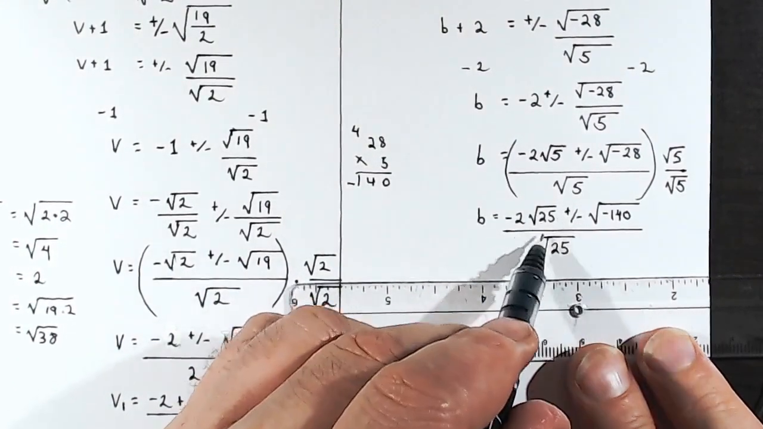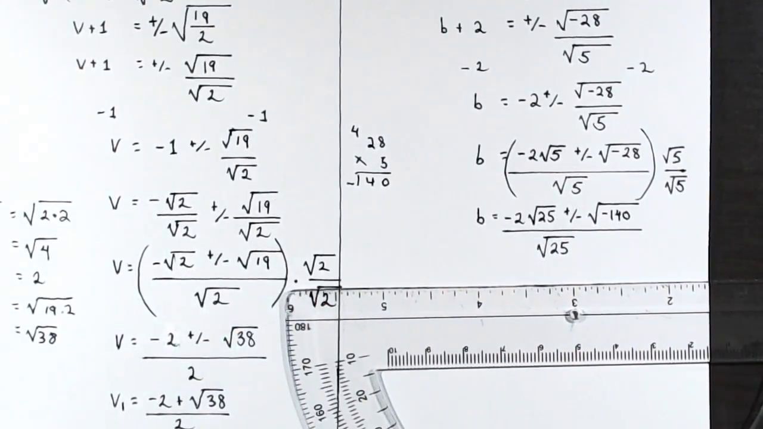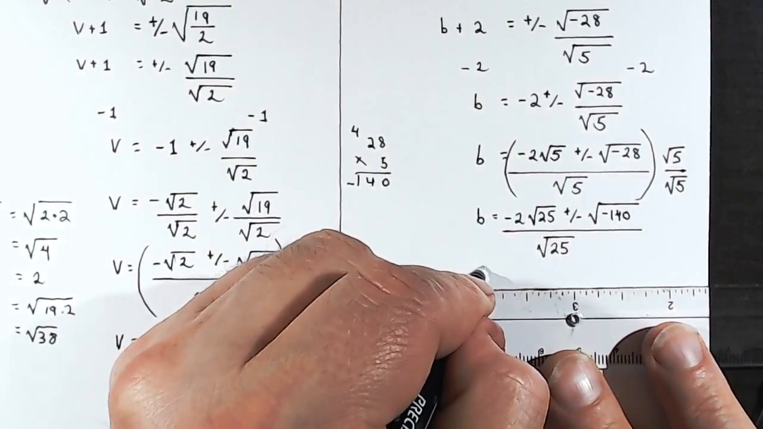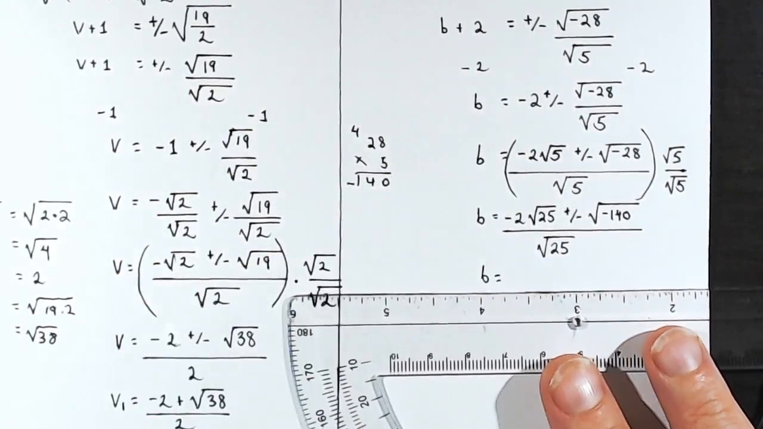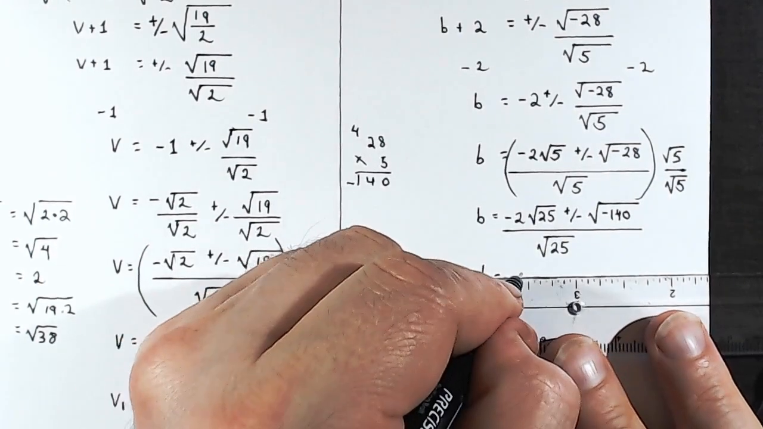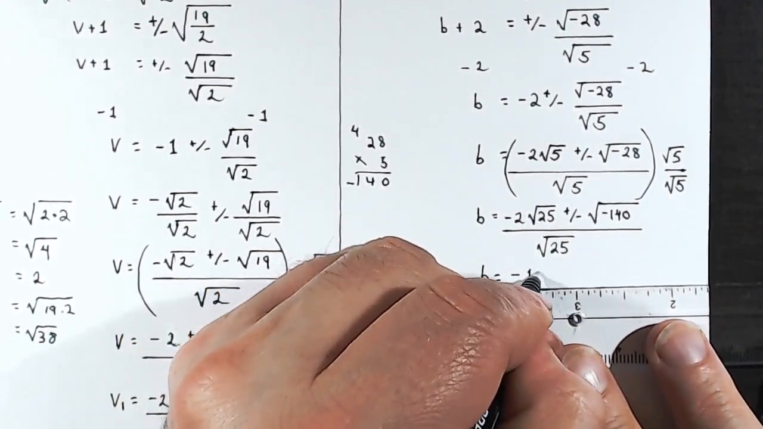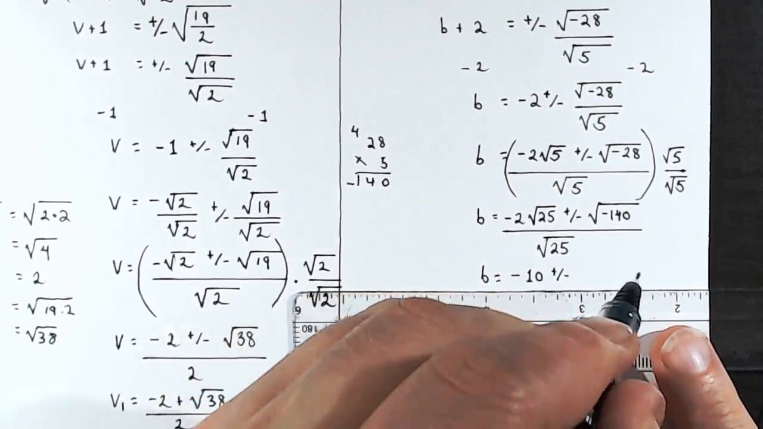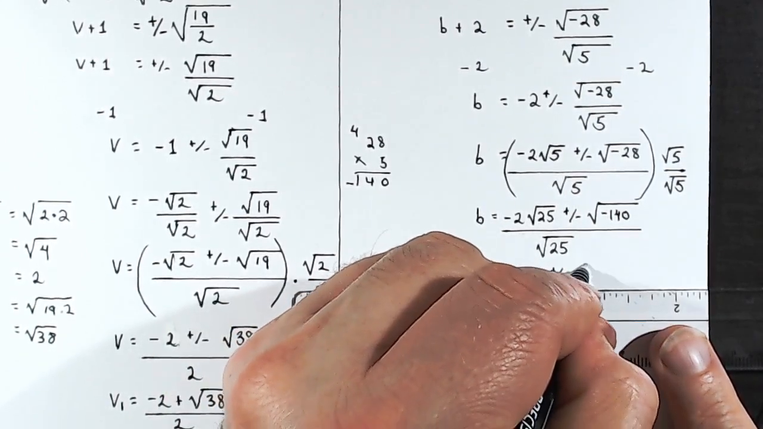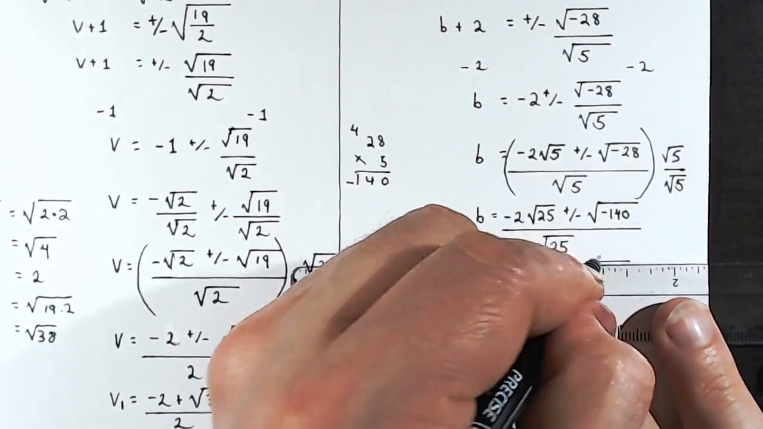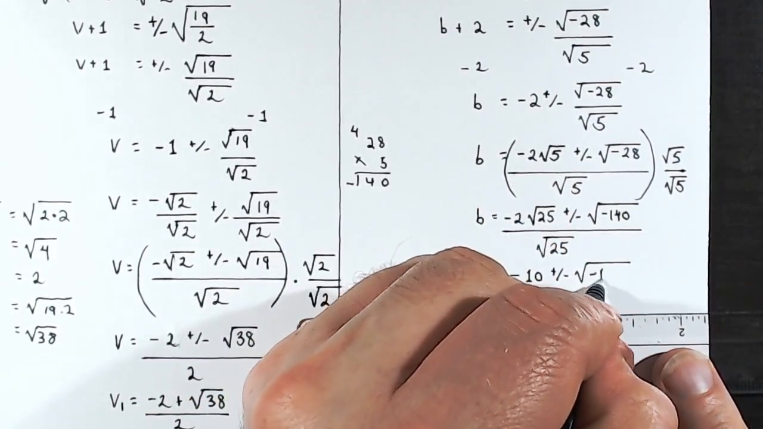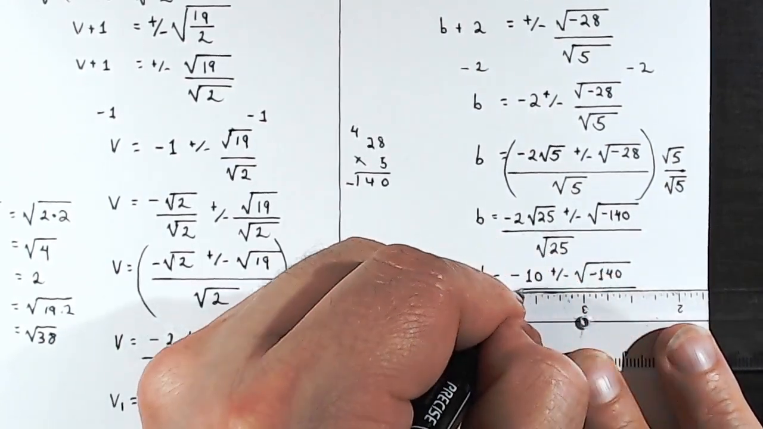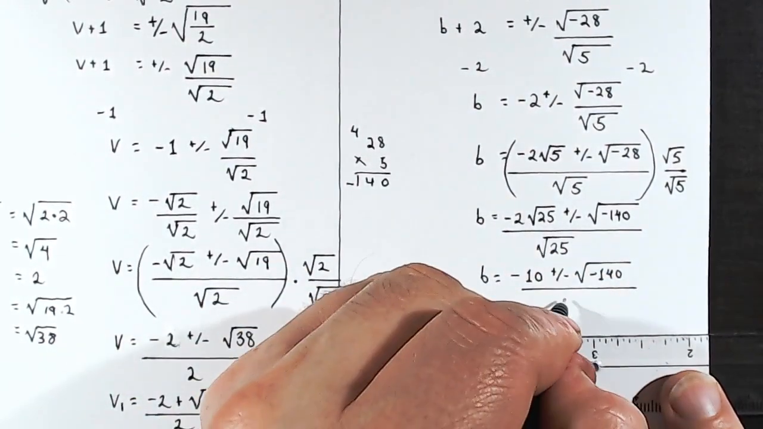So now we can reduce these square root 25s down to their perfect root, which would be 5. So here I'll write b equals, and now negative 2 times 5 is negative 10, so I'll write negative 10 plus or minus the square root of negative 140, which I'll get to in a minute. We're going to have to simplify that square root, negative 140, all over square root of 25 is 5.